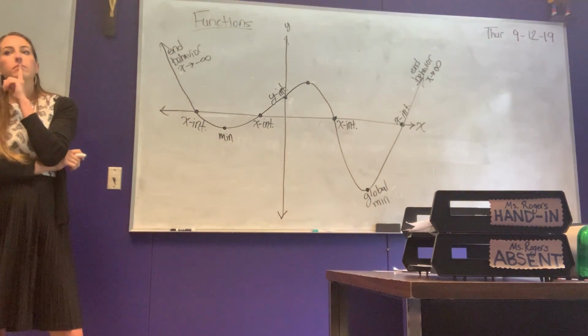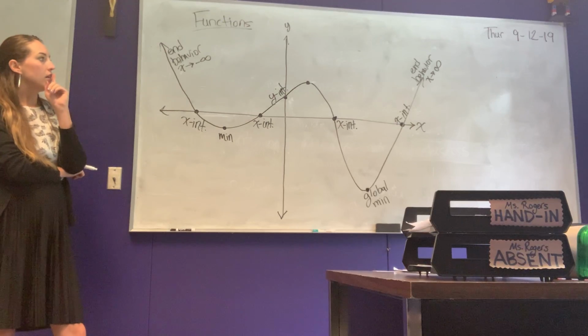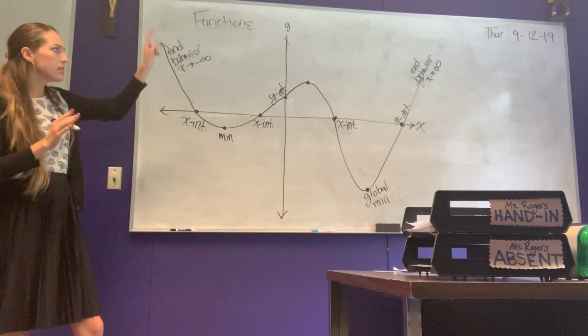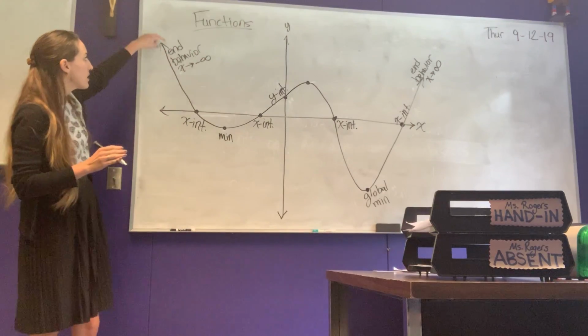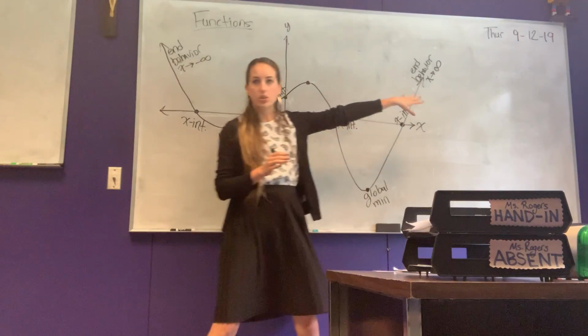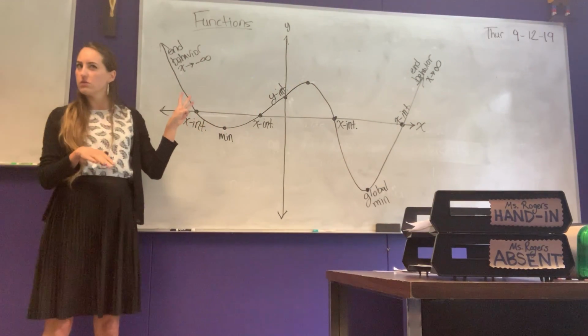Now, maximum. Take a look at your graph of the board. We have 3 areas where we're getting into some higher y's. Like, those are high y's. This is a high y. Here's some high y's. Do I have 3 maximums?